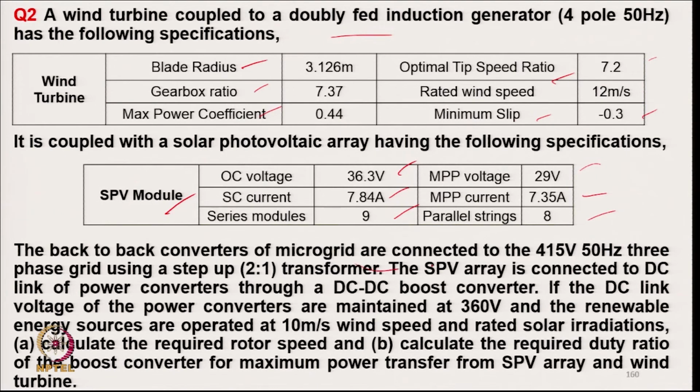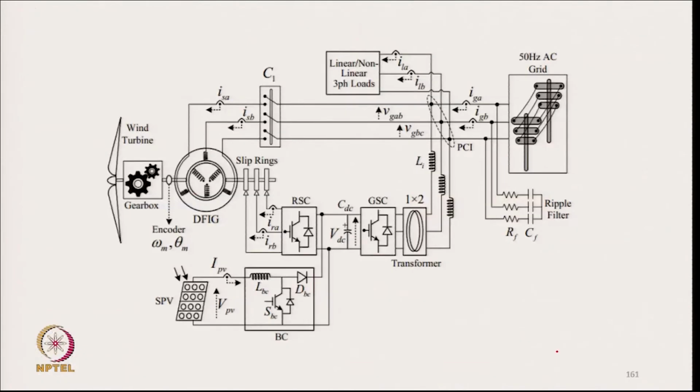So, back-to-back converters of the microgrid are connected to a 415 volt, 50 Hz, 3-phase step-up 2 to 1 transformer, and the PV array is connected to the DC link through a DC boost converter. The DC link voltage of the power converter is maintained at 360 volt, with the renewable sources operated at 10 meter per second wind speed and rated solar PV rating. Calculate the required rotor speed, and calculate the required duty ratio of the boost converter for maximum power from the solar PV array and wind turbine.